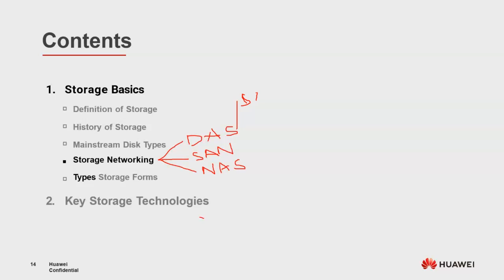S, A, S, exactly. Fiber channel, FC, and it also uses what? SCSI. That's for that. How about for SAN? For SAN, it uses 2 types also. FC SAN and IP SAN. Right? How about NAS? NAS.